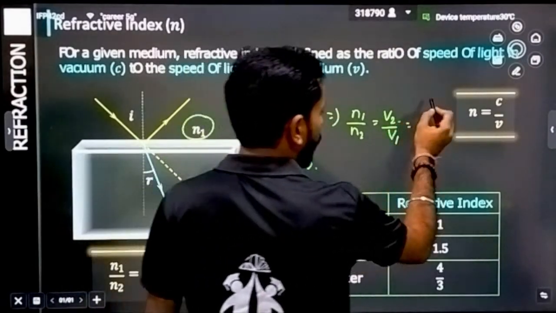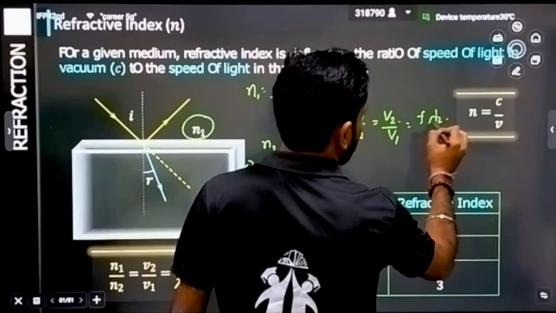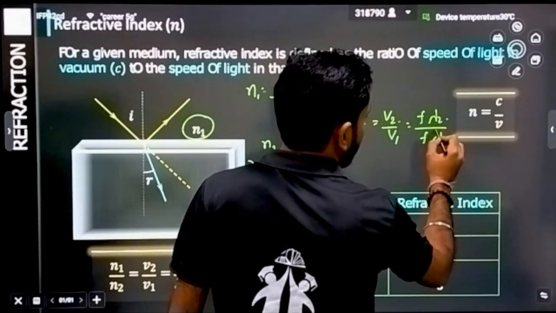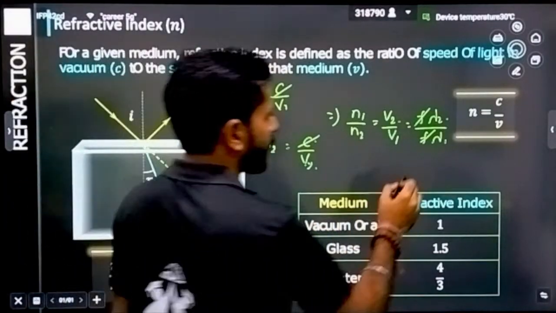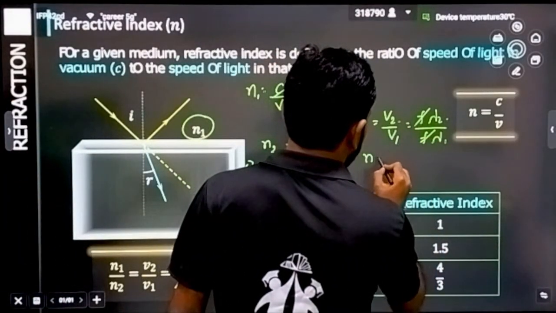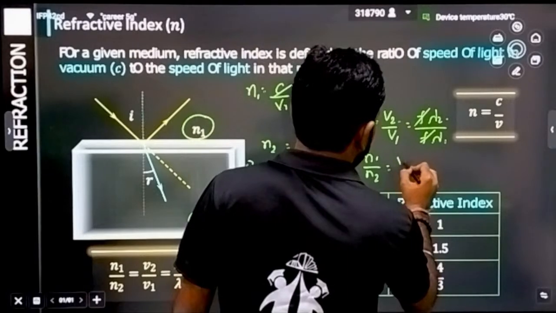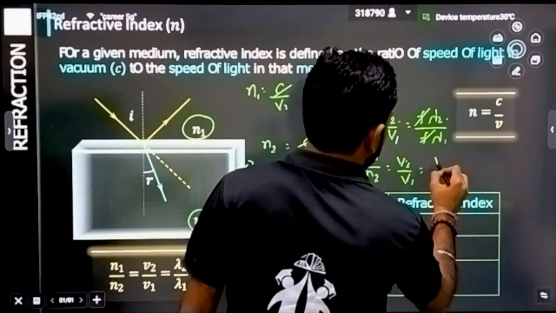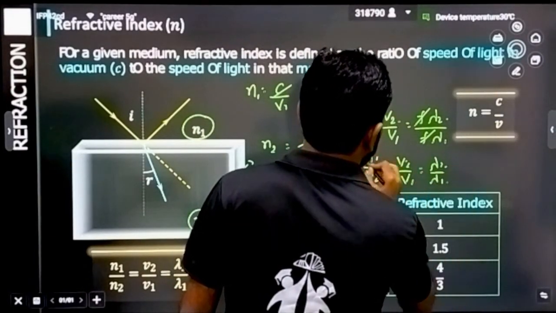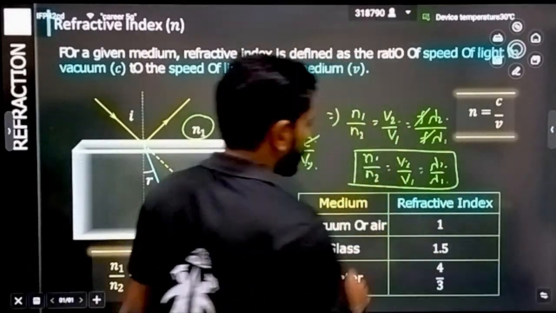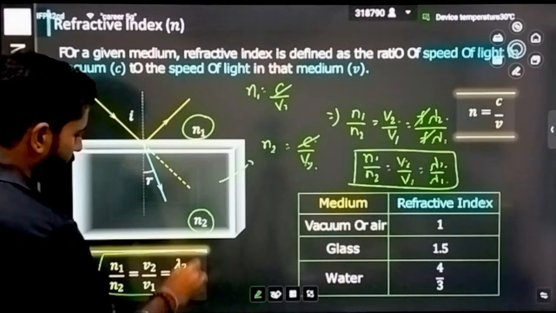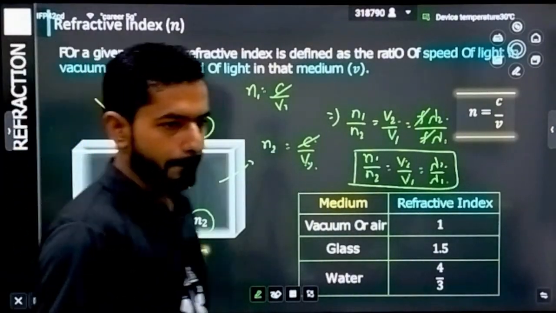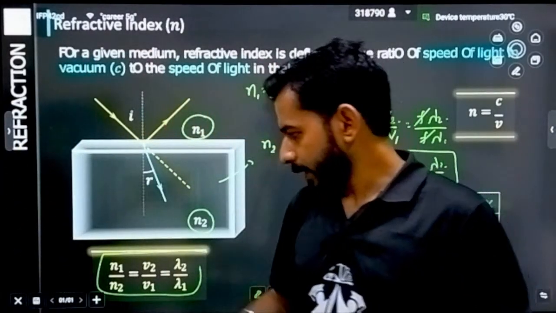And velocity 2 can also be written as frequency into lambda 2 divided by frequency into lambda 1, because frequency is the same in both the mediums, as I have already mentioned. That's why I will keep frequency the same, and I will write N1 by N2 is equal to V2 by V1, which is equal to lambda 2 divided by lambda 1. So see, this is the same relation that is given here. Clear? Fine.